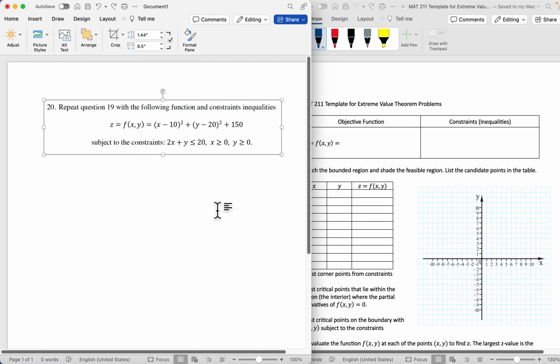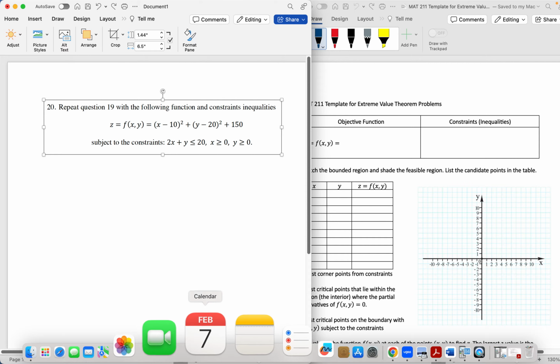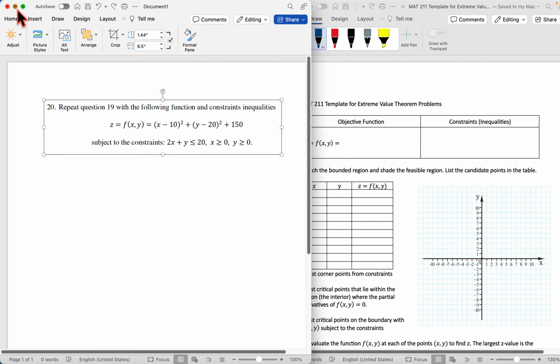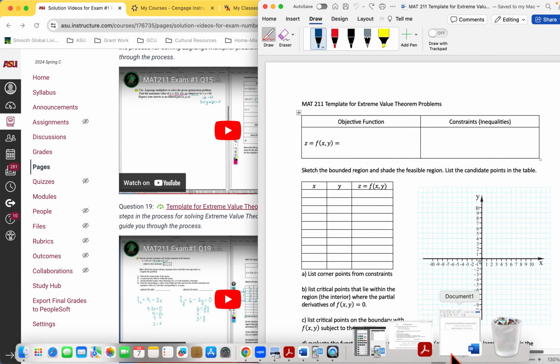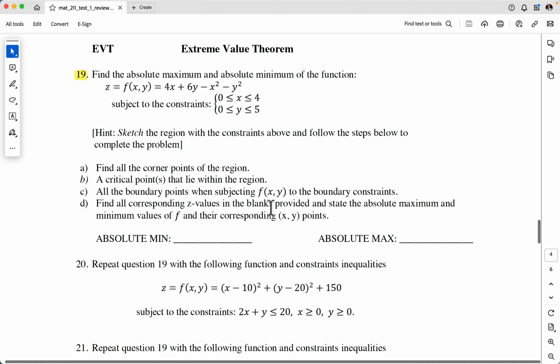So let me go back and see. I could just change the constraints and work it a little differently, but this one is sort of an extra challenge.